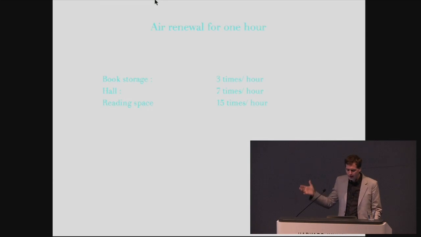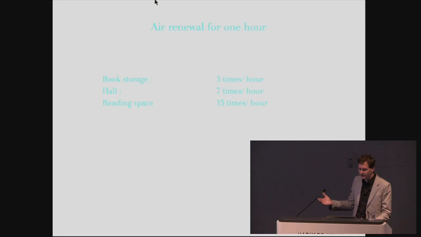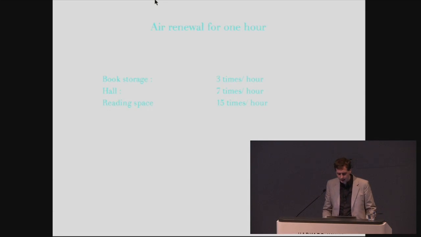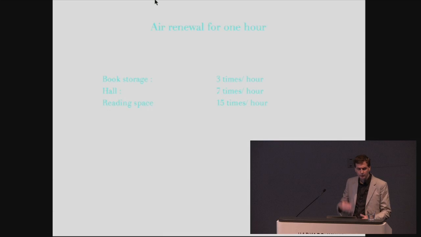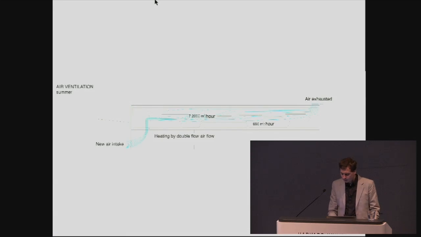So a book storage maybe needs three times air. You need to change the air three times during one hour, but a reading space maybe 15 times, and a hall only 7 times. So depending on the activity, you need to change the air more often or less often. And maybe it's not so clear here.